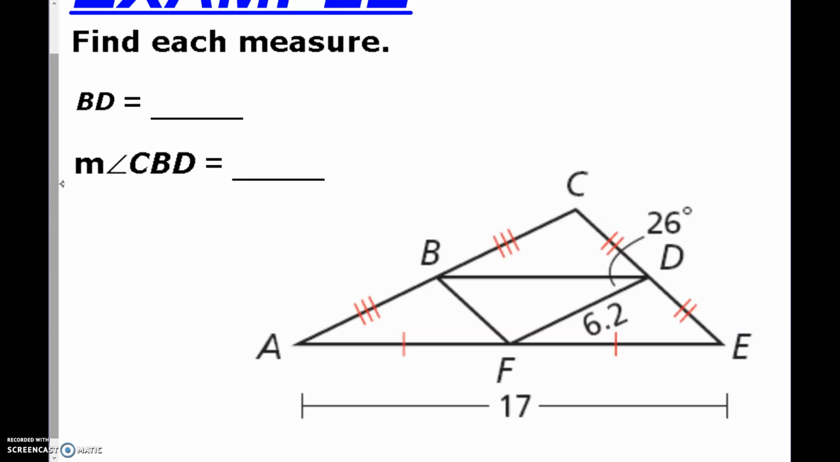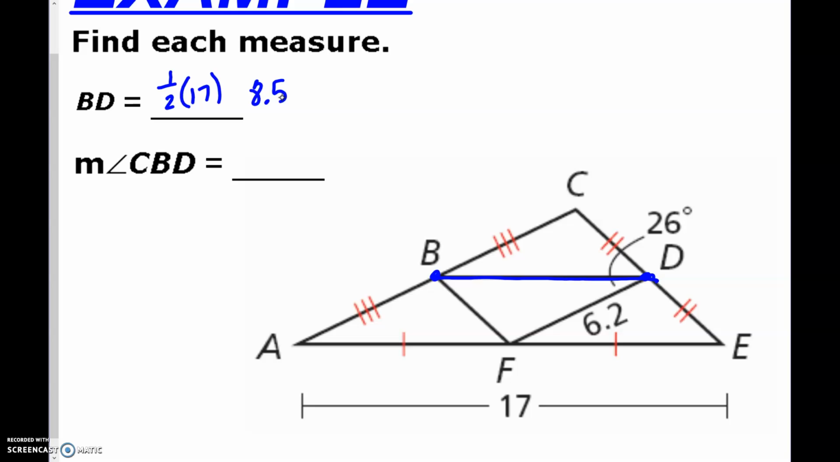All right, so we need to find the length of BD. The length of BD is a midsegment, because this is a midpoint and this is a midpoint. So it is going to be half of 17. So what's that? 8.5?